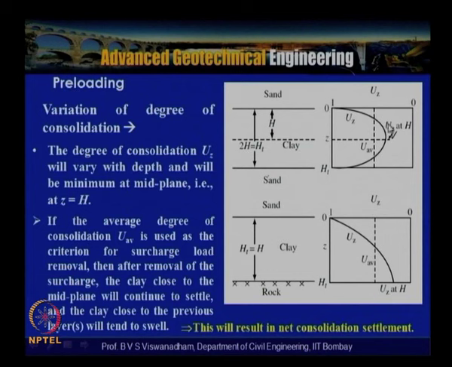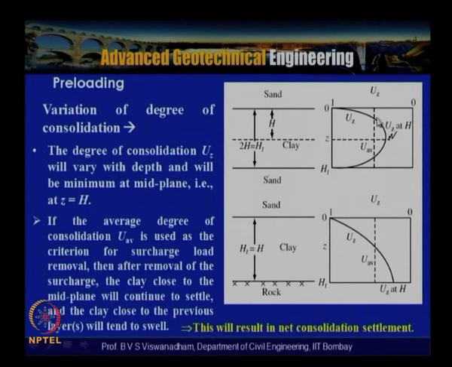Once the preload is actually applied, the degree of consolidation attained is one here and one here, at the top and bottom, because of the double drainage prevalence. And at this midplane, you can see that there is a major amount of pore water pressure to be dissipated. So this much portion is yet to be dissipated, this much portion is already dissipated. So this is the UZ at Z is equal to H, the pore water pressure at this particular plane. And if you are taking average consolidation, that will actually come here.